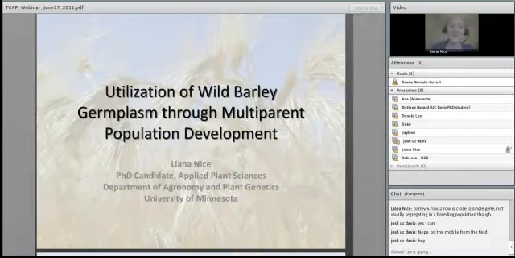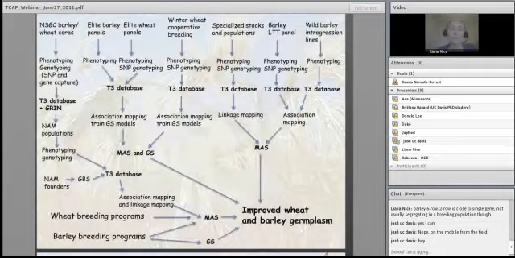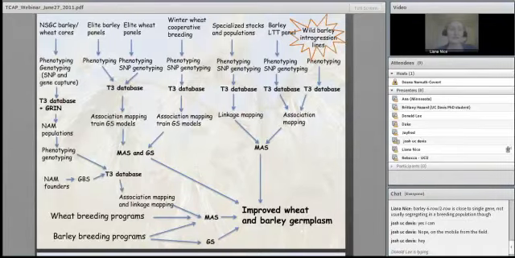All right. Okay, so I'm Liana Nice. I'm a PhD candidate at the University of Minnesota, and I am working on developing a large wild barley integration population. So I'll just give you a little background and then talk a little bit about what my project's about. Some of you may have seen this kind of really crazy schematic of the TCAP grant with all the different populations and things that are going into it. So my population's way up in the corner, and it's the wild barley integration line, so it's one of the, I think they call them like a special population.